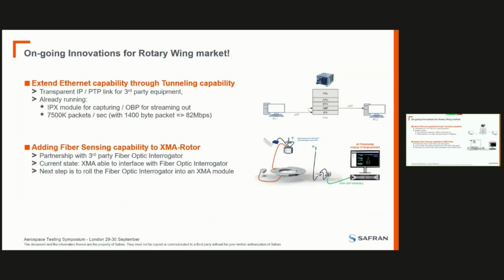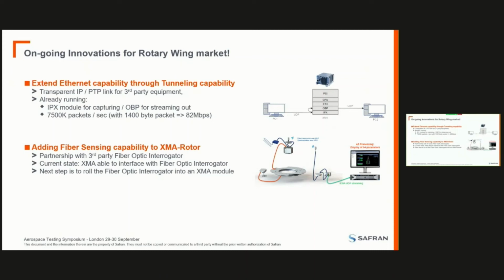So what's next? We will continue to improve this system. One first aspect we call the tunneling capability. We have a proprietary link between the rotor head and the stator part, and we want to open this system to third-party solutions, typically IP cameras, or any kind of Ethernet source that can be placed on the rotor head. They can be connected to our system totally transparently and send the data through another data sink that will be on the stator part.